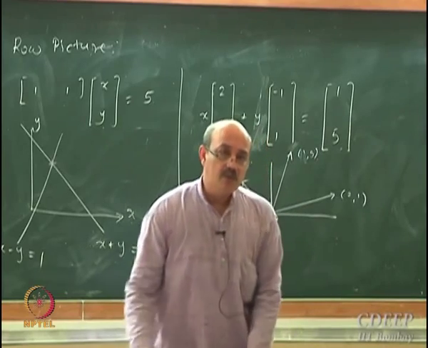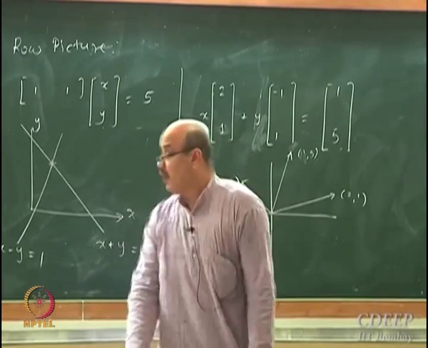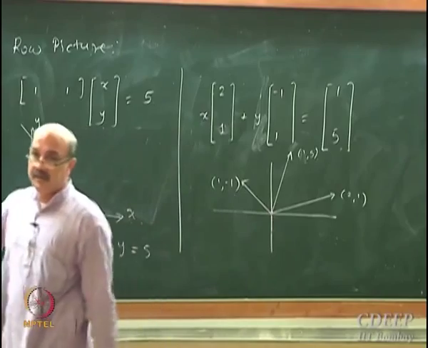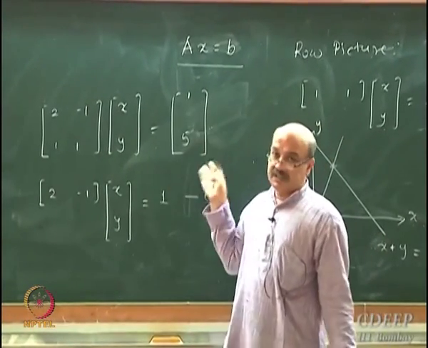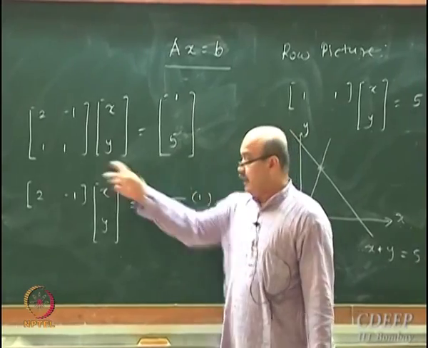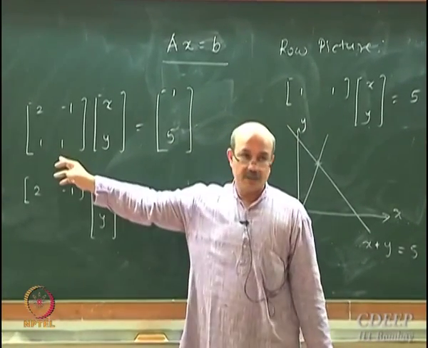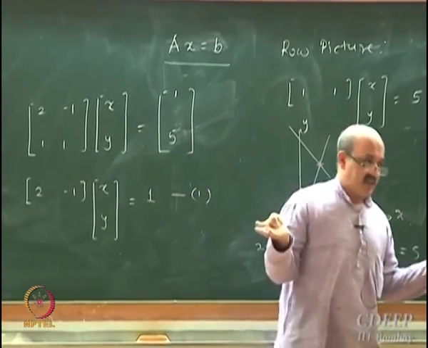And when will you be able to get solution for any right hand side? If you want to specify any right hand side, then the linear combination of the columns should span the entire space.